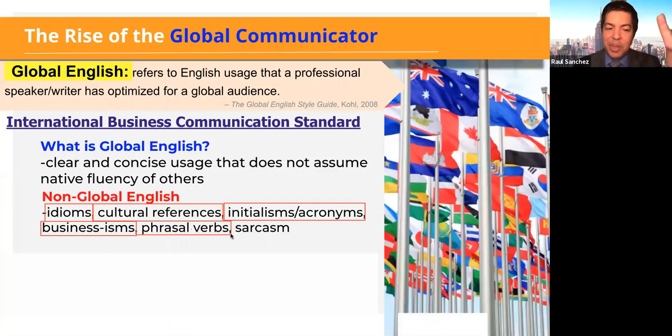The next one is phrasal verbs. These are idiomatic phrases that function as a verb, but they're two words or three words. For example, draw up the contract. Instead of using a phrasal verb, say draft the contract, write the contract. Use a singular verb instead of a phrasal verb. And the last one is sarcasm.